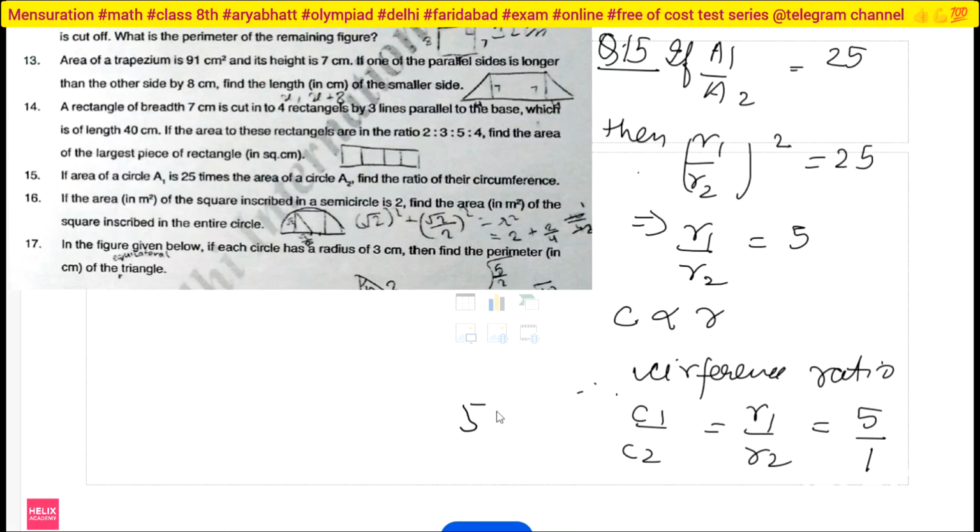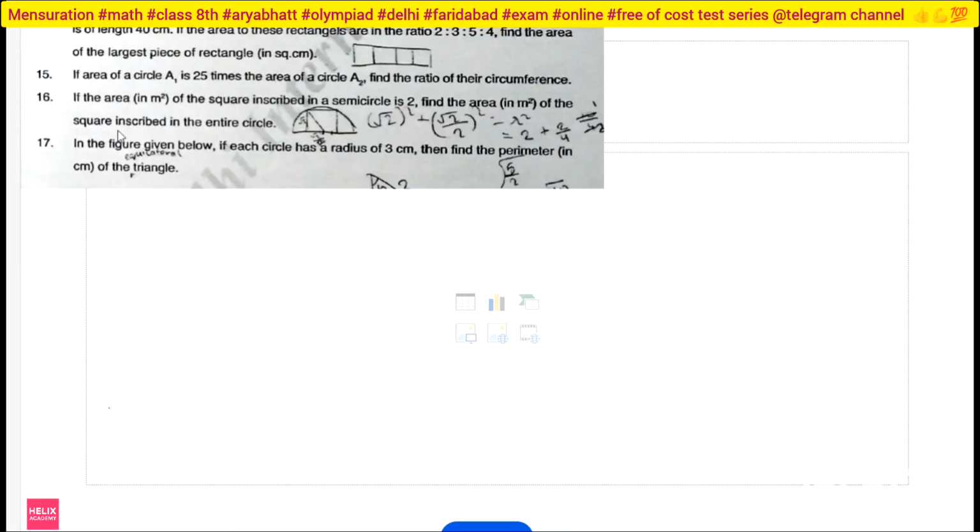See, in question number 16, they are saying that the area of the square inscribed in a semicircle is 2. Find the area of the square inscribed in the entire circle. How much will it be in the entire circle? Clear? So it will be a different kind of notation. First I will say let the circle have radius r. Okay, first question number 16. Let the area of the circle be capital R.